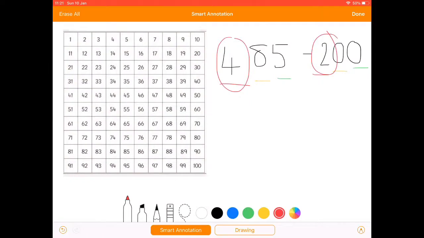So our 485 take away 200. So 400 take away 200, we know what 4 take away 2 is. So we know what 400 take away 200 is. It's going to be 200. And our tens and our units are going to stay the same because we didn't have any tens and units to take away. So 285. Okay?